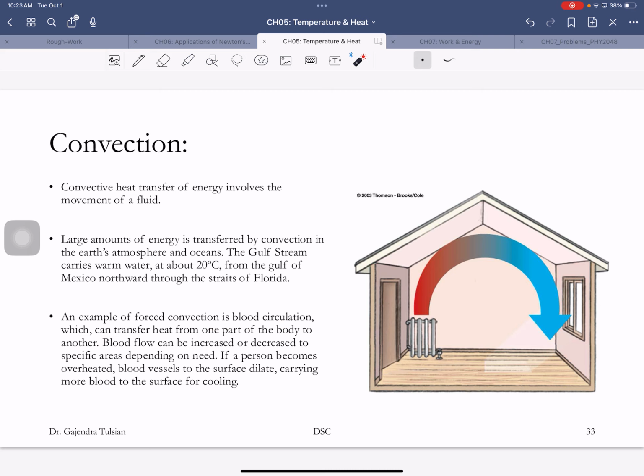Blood flow can be increased or decreased to specific areas depending on need. So when it's hot, what do you do? You increase blood flow to the skin. When it's cold, you decrease blood flow to the skin. When it's hot, you want to get rid of heat, so you increase blood flow to the skin, you sweat more, and then the sweat evaporates.